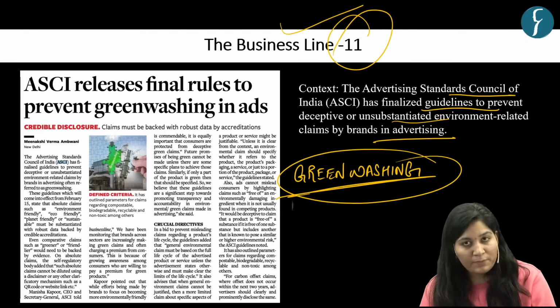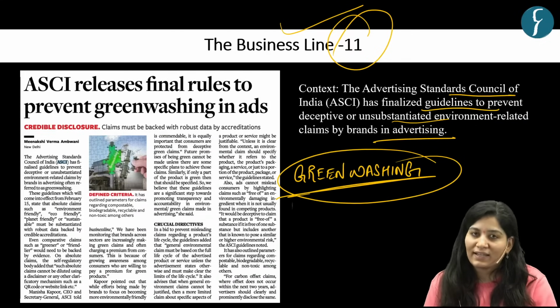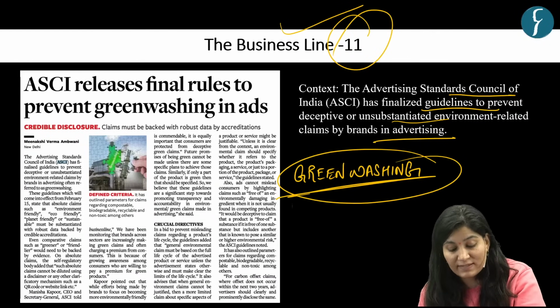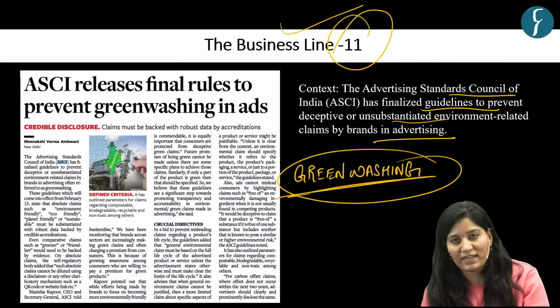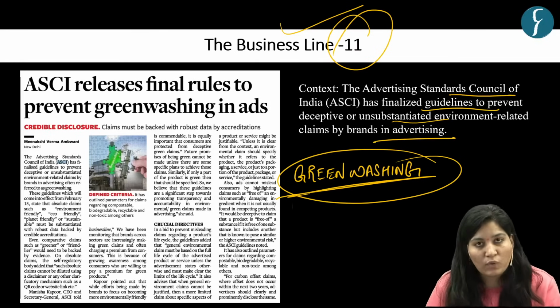So to curb this practice, ASCI, the Advertising Standards Council of India, came up with new guidelines to prevent deceptive or unsubstantiated environment-related claims by brands in advertising. It was that advertising. Got it? So now you know what is greenwashing.